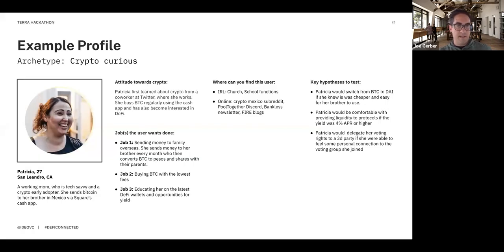The idea here is you can start to create archetypes of a person, and you want to really get a sense of who they are. So how old are they? What kind of attitudes towards crypto do they have? What are the key jobs that the user wants done? Where can you find them? Like where do they hang out? How do you reach them? And then what are the hypotheses to test around that person?